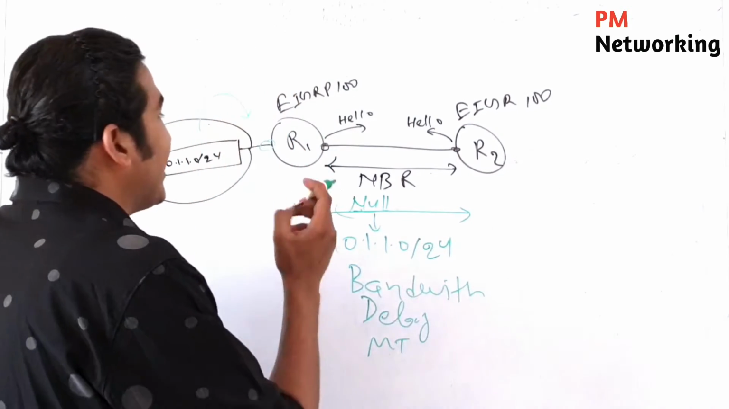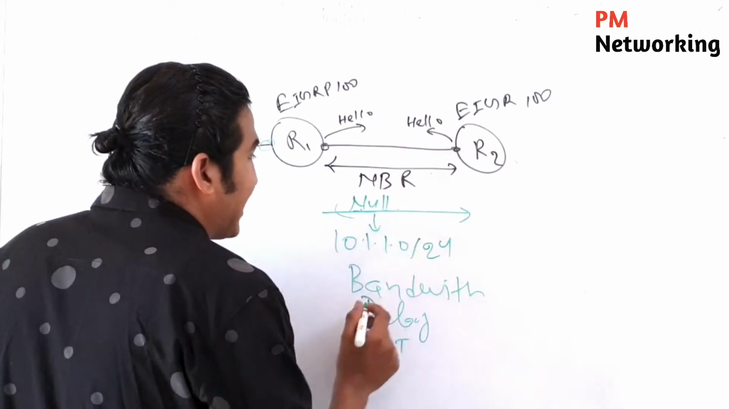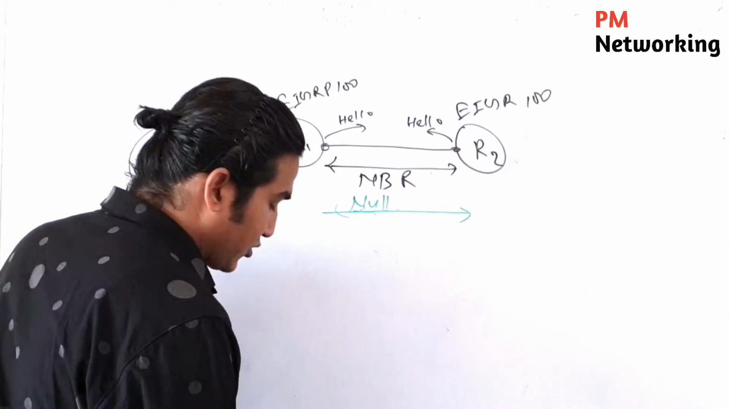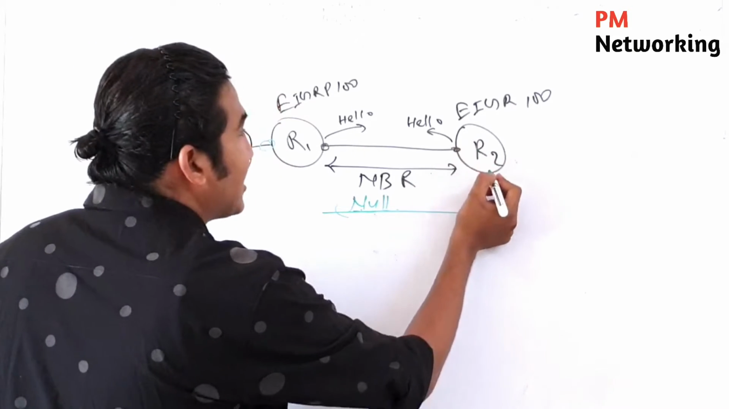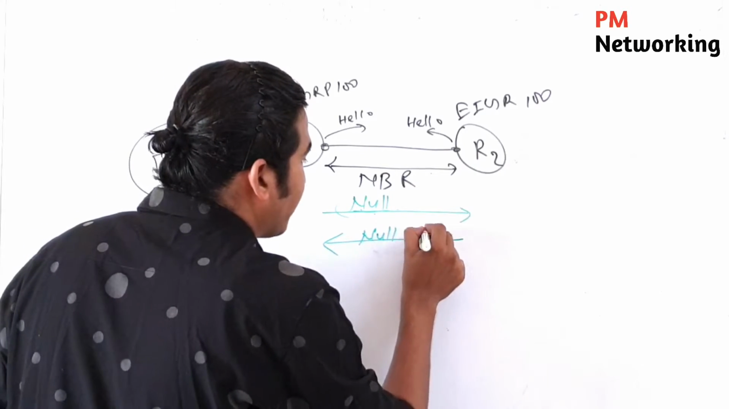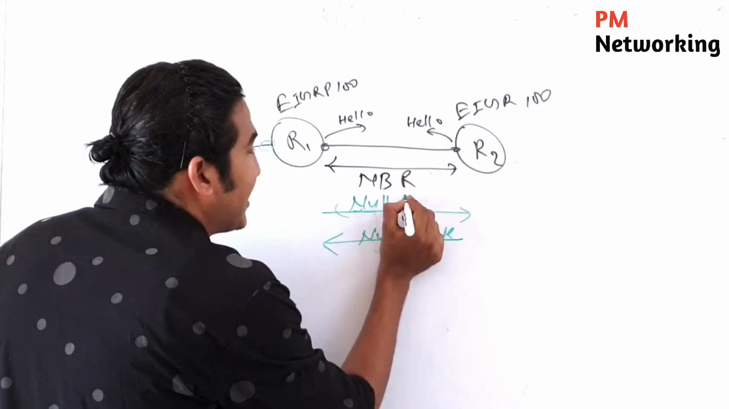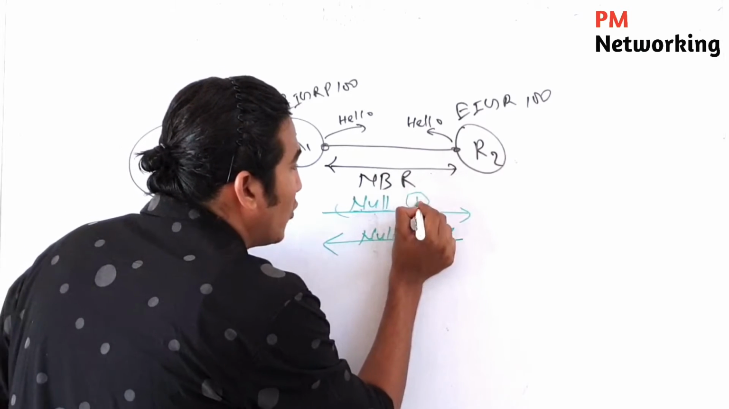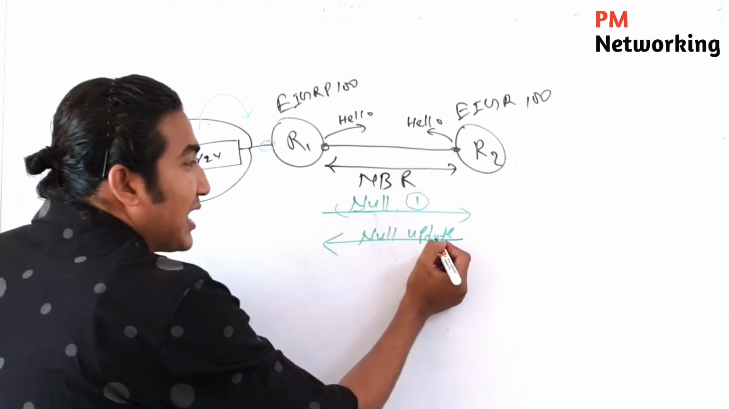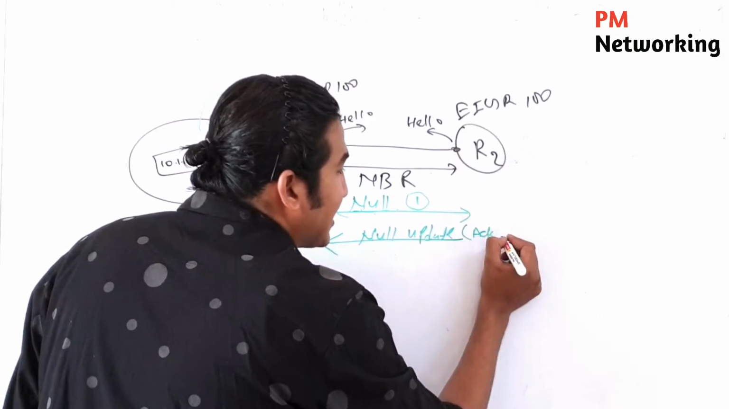Fine. So after the null update, it will send the main update. And this router will also send one null update. Update messages are reliable. So suppose this null update is sent with sequence number 1. This router will send an acknowledgement of this null update, and the acknowledgement number will be 1.